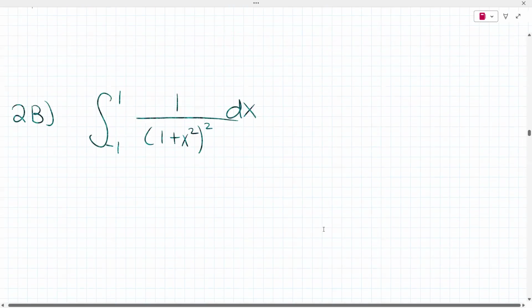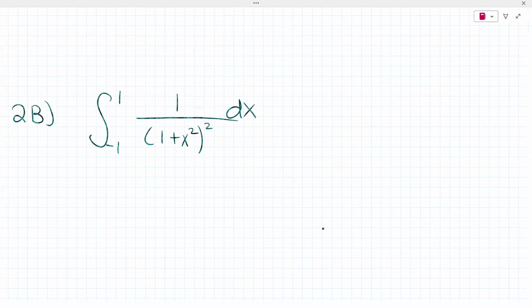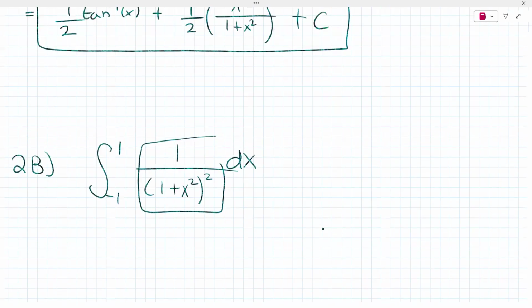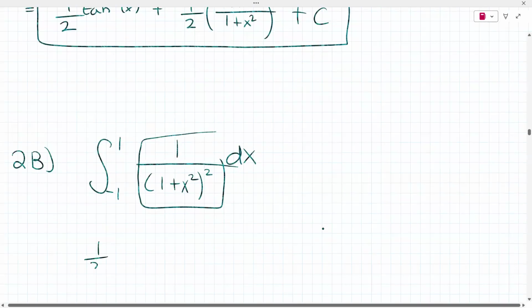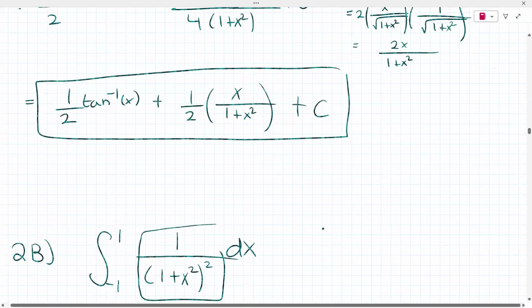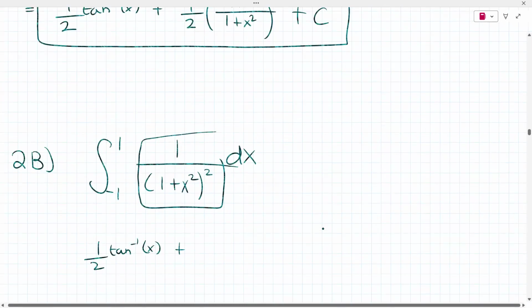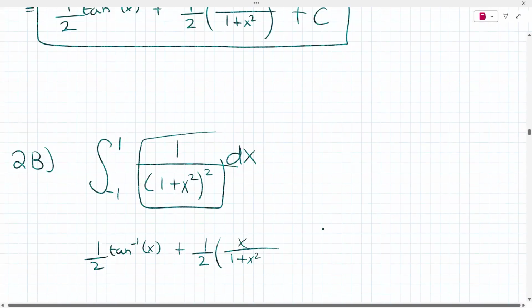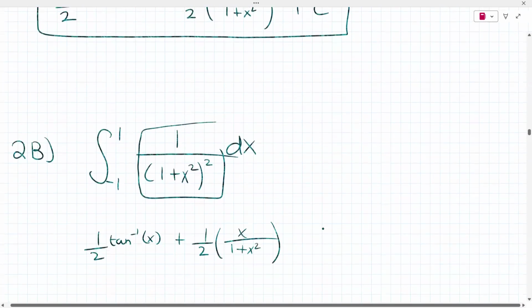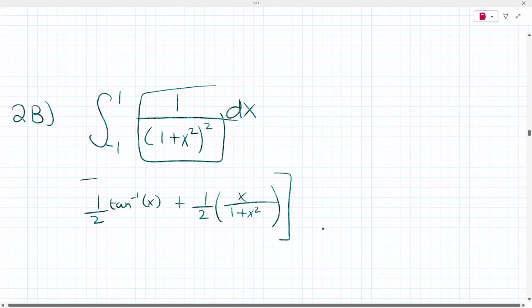Okay, part B says it's the same thing as part A, but now our boundary is from -1 to 1. So we kind of figured this out. You can change the boundaries if you want, but I don't want to. We found the integral of this is that, so it's going to be 1/2 tan inverse of x plus 1/2 of x over 1 plus x squared. And then we're going from the boundaries -1 to 1.